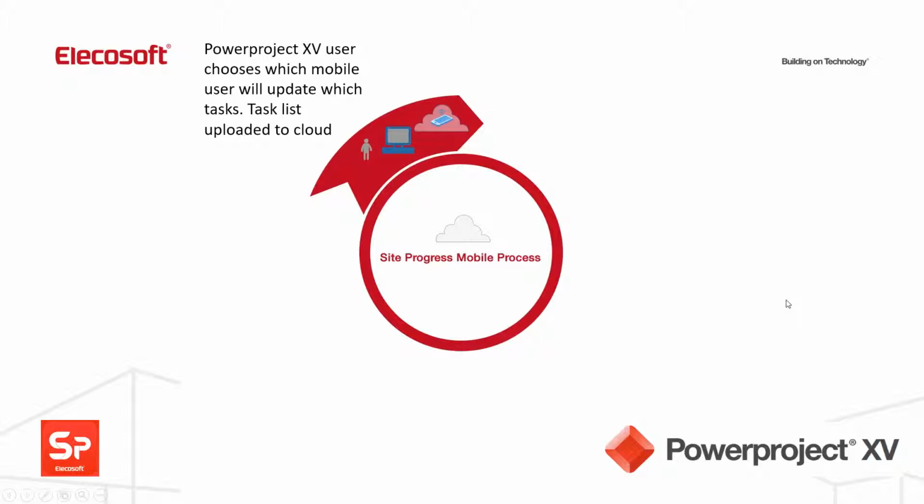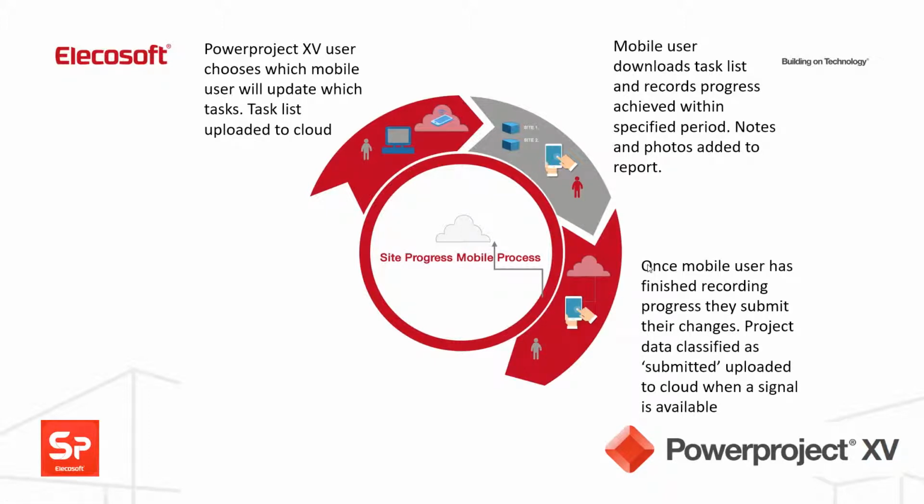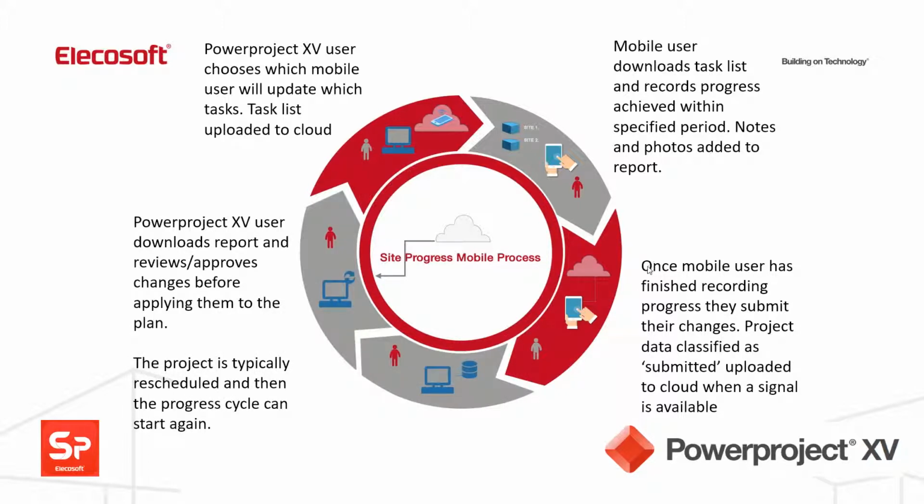Just a refresher for those who haven't been here before. We have a project in Powerproject 15, which is the latest one, and that information is uploaded by the Powerproject user who identifies who's going to update it. That goes to the cloud. The person with the mobile device logs in, gets login details from the Powerproject user, downloads the information, progresses it over a period of time, and when it's finished at the designated time, sends information back to the cloud, and then the originator, the Powerproject user, downloads that and integrates it into the plan.